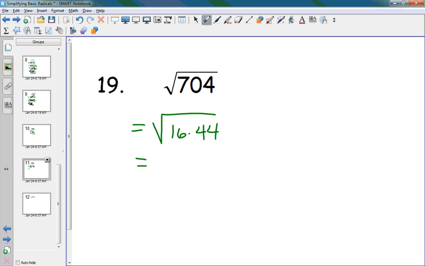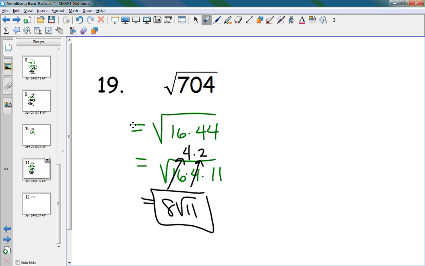And what's 44? 4 times 11. What type of number is 11? Prime, right? So what's the square root of 16? 4. What's the square root of 4? 2. So what does that leave me with? 8 square root 11. Good job, guys. Excellent job.